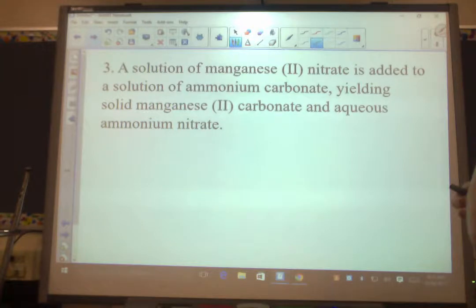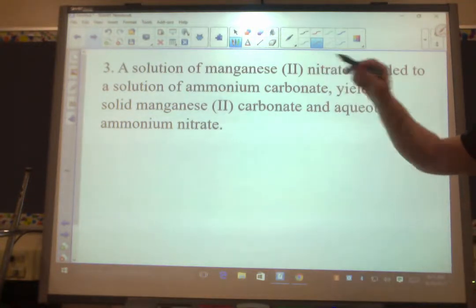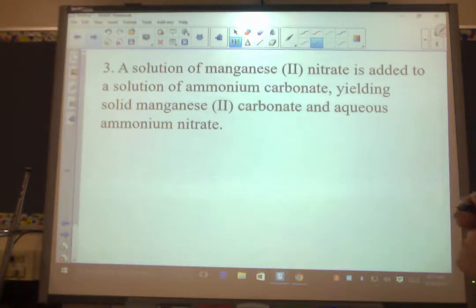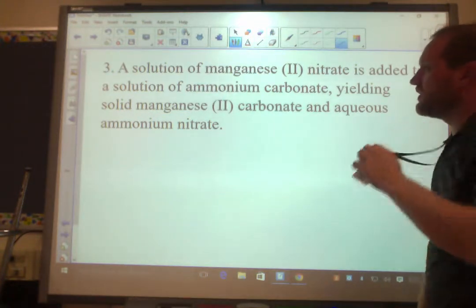Number 3 is solution. Solution means aqueous. Manganese 2 nitrate is added to a solution of ammonium carbonate, yielding solid manganese 2 carbonate and aqueous ammonium nitrate. So this just requires us to know our naming.